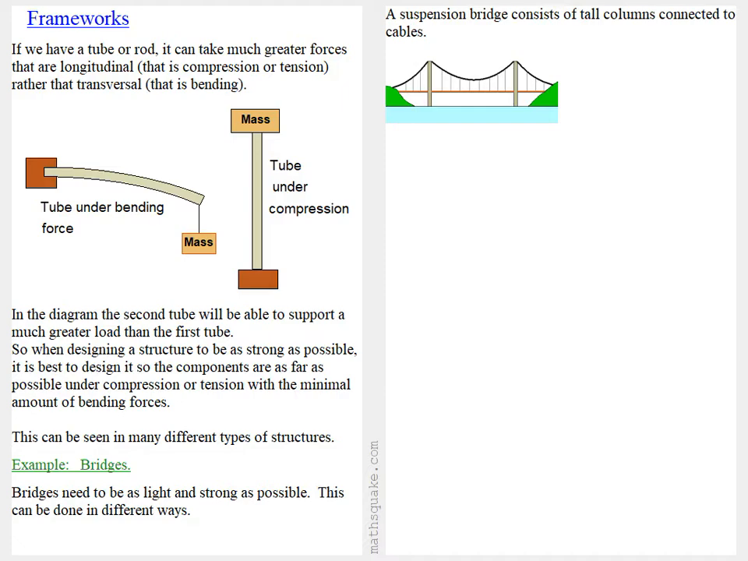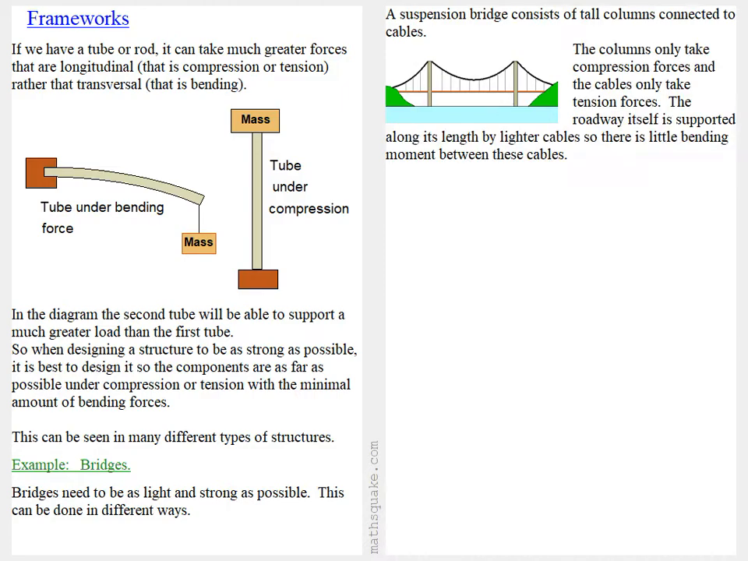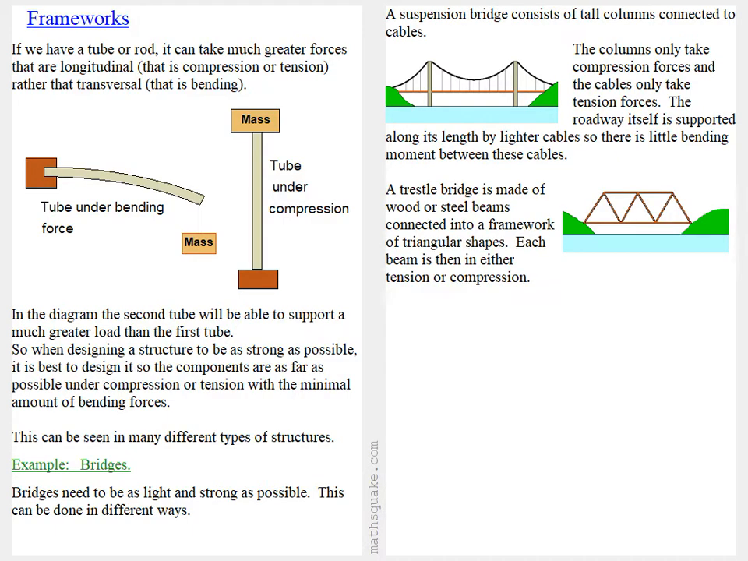A suspension bridge consists of tall columns connected to cables. The columns only take compression forces, and the cables only take tension forces. The roadway itself is supported all along its length by lighter cables, so there's very little bending moment between these cables. A trestle bridge is made of wood or steel beams connected into a framework of triangular shapes. Each beam is then either in tension or compression.